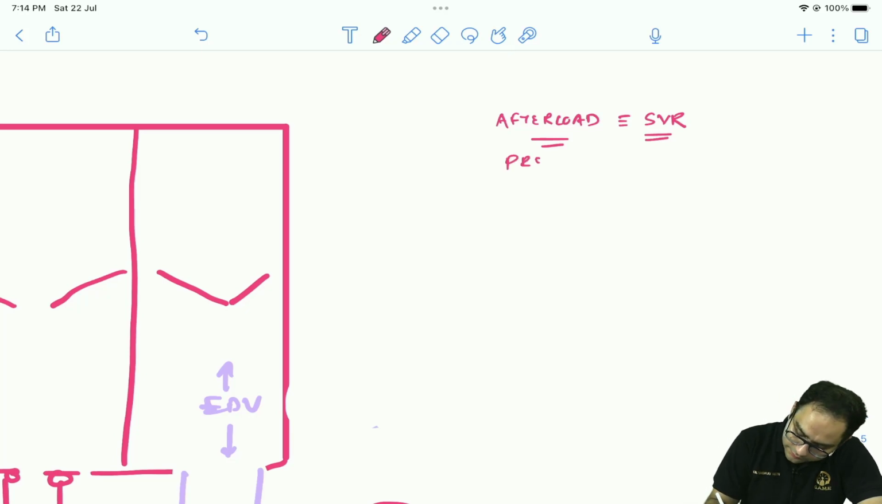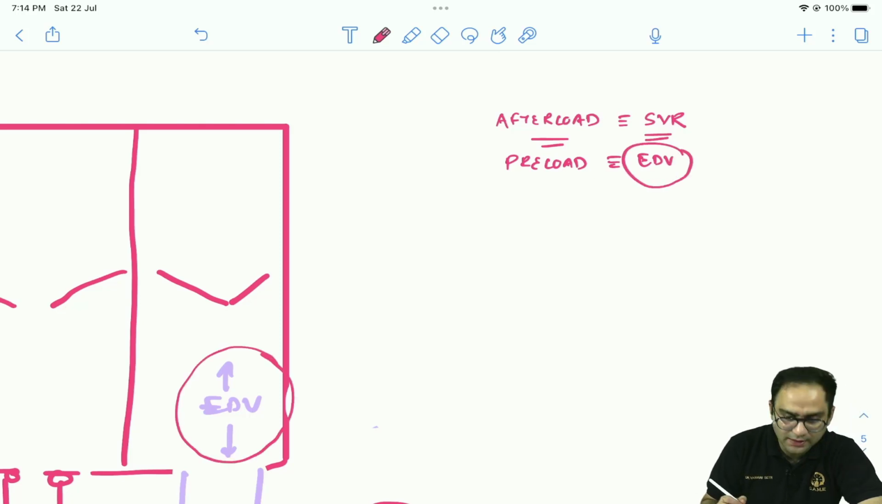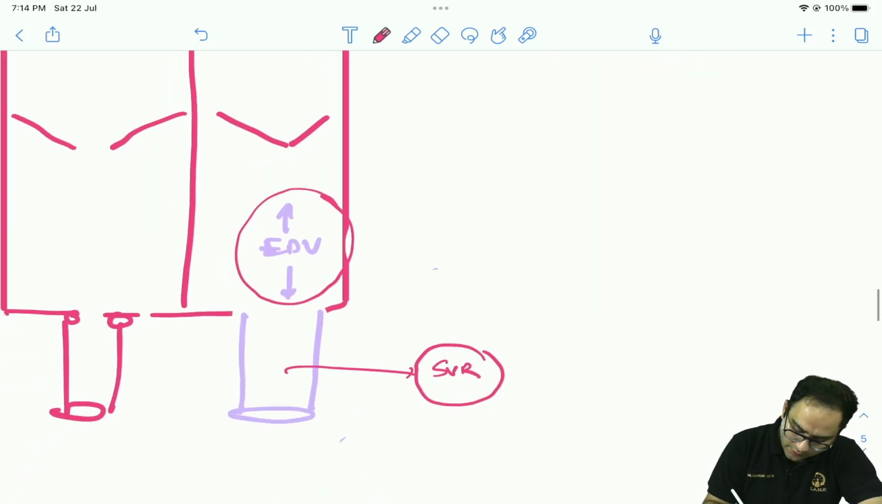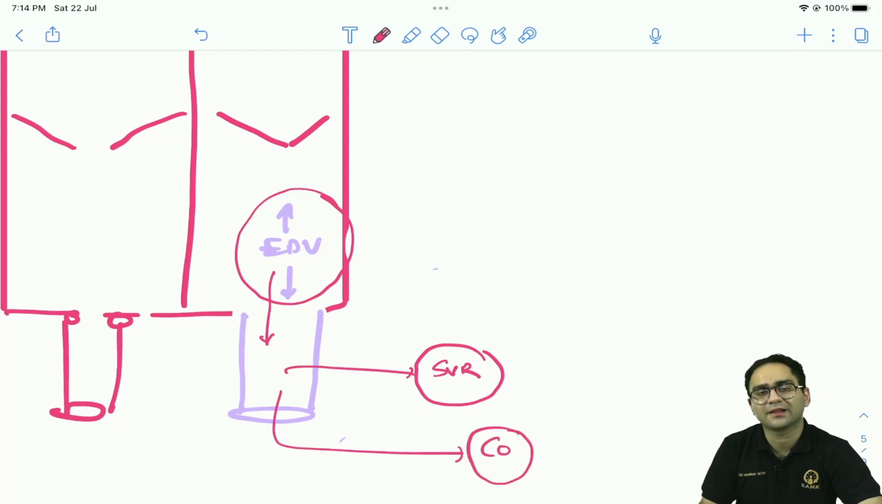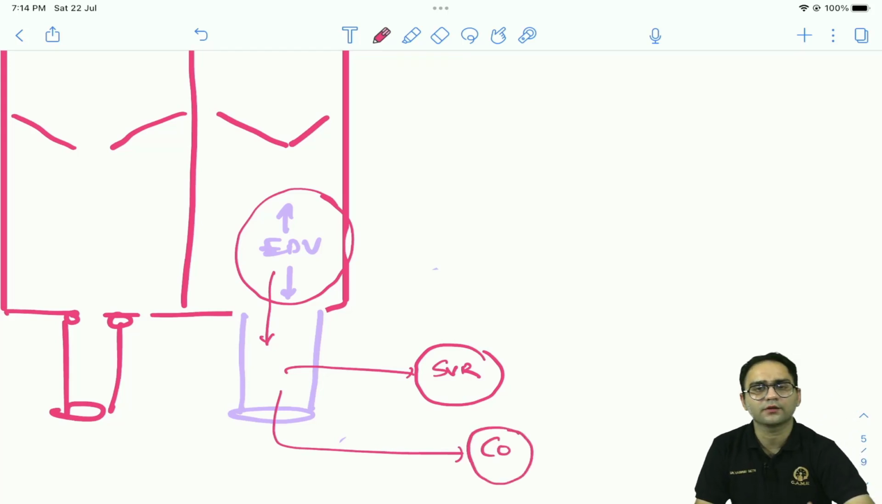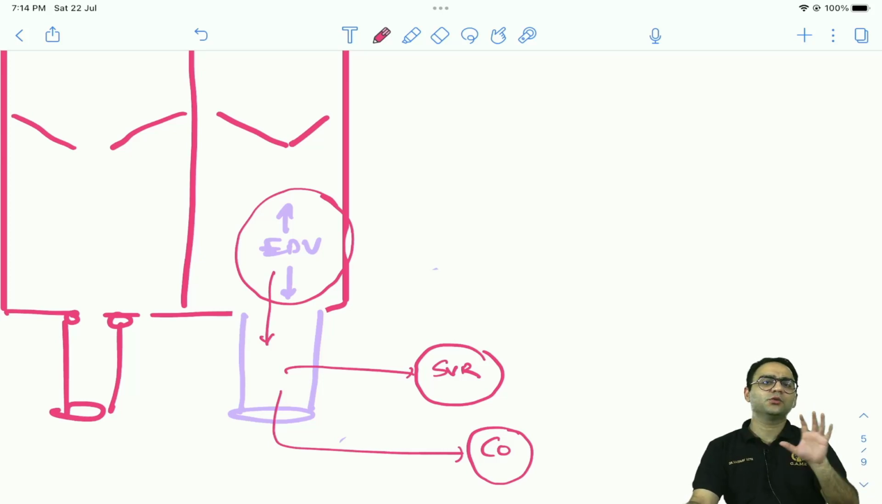We have the preload. The preload means the end diastolic volume. From here the heart pumps the blood and it encounters the systemic vascular resistance, and ultimately from here the blood goes into the system, and that is known as the cardiac output. This is basically what you have read in your physiology lectures.